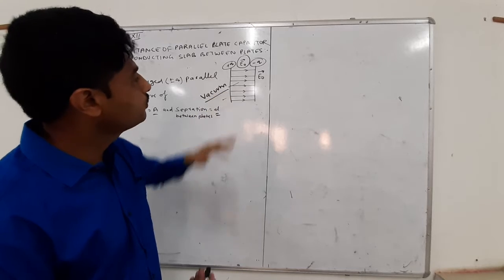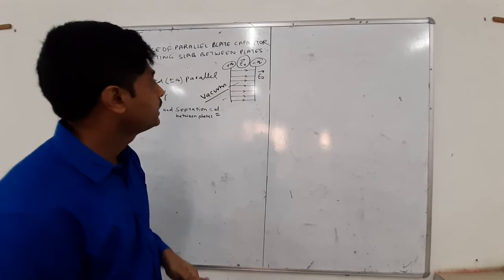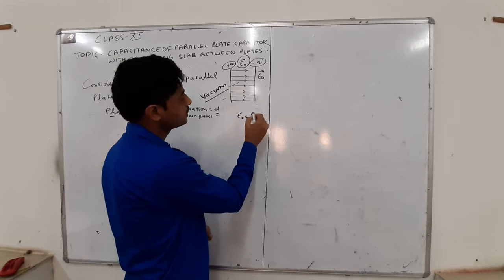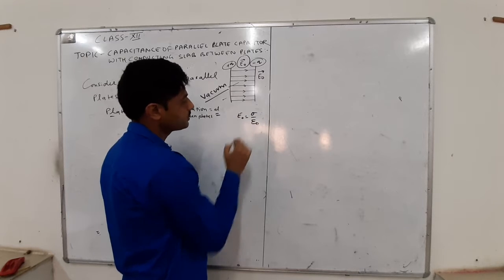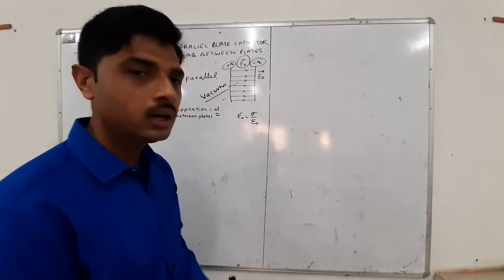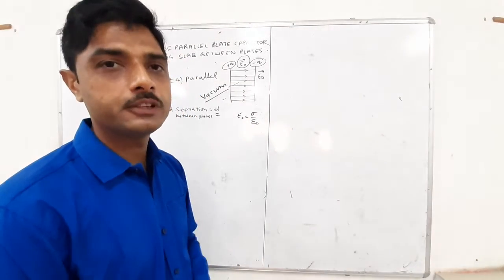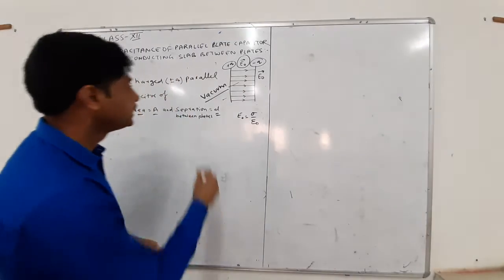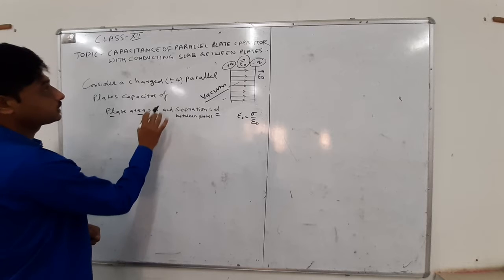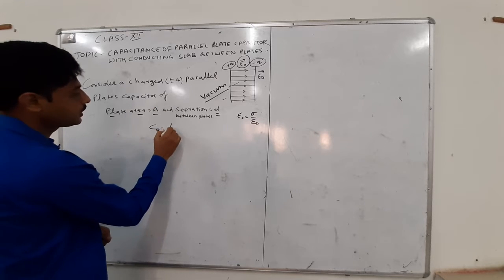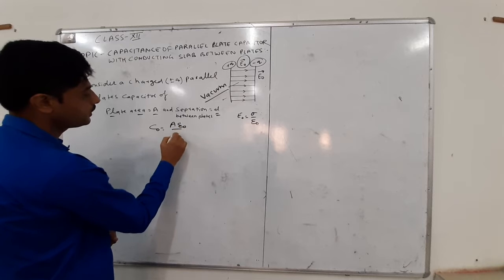As there is a vacuum between the plates, as you know, the electric field intensity E naught equals sigma upon epsilon naught, where sigma is the surface charge density and epsilon naught is the permittivity of free space, the permittivity of vacuum. And the capacitance of this parallel plate capacitor is C naught equals A epsilon naught upon D.